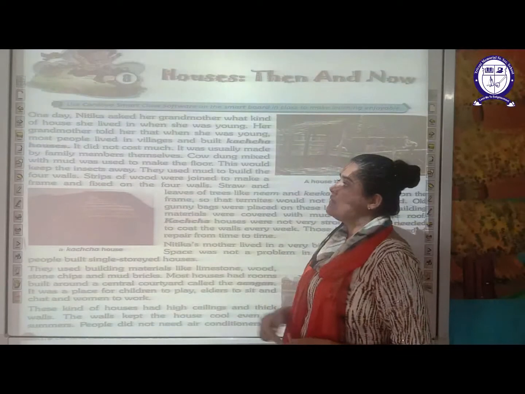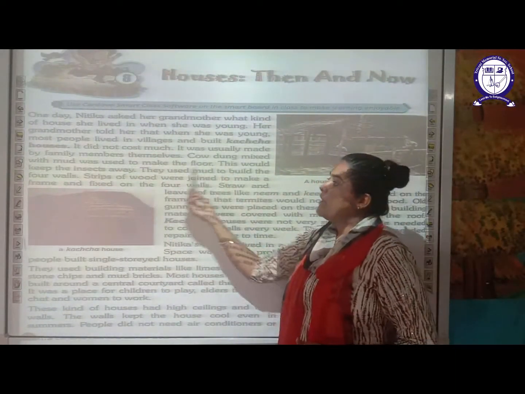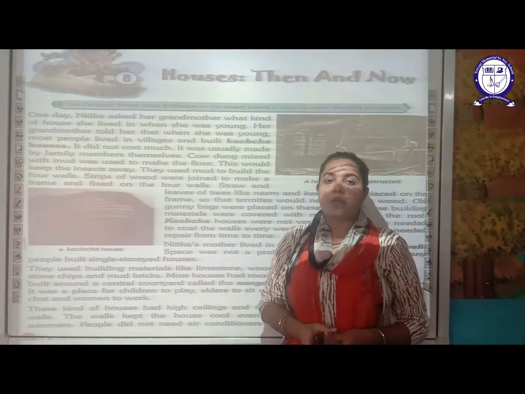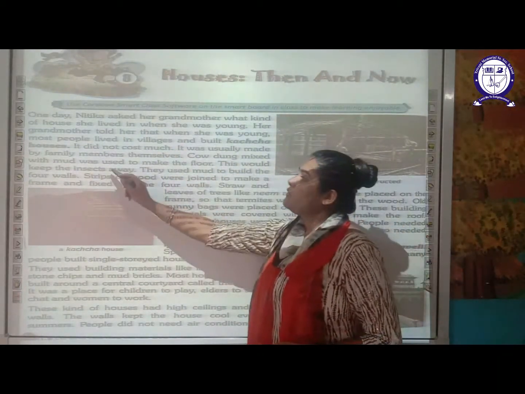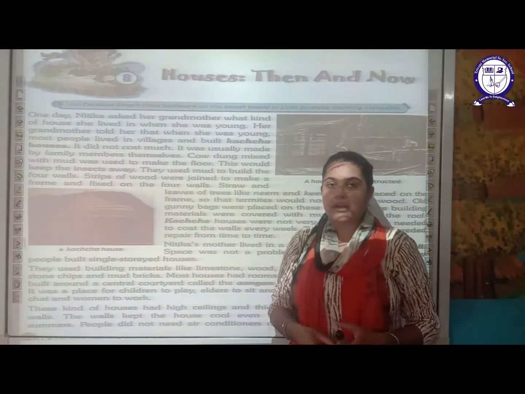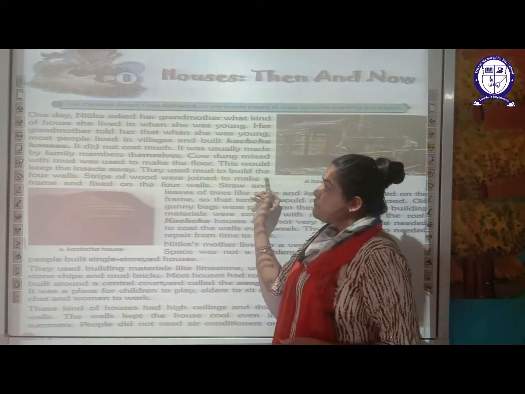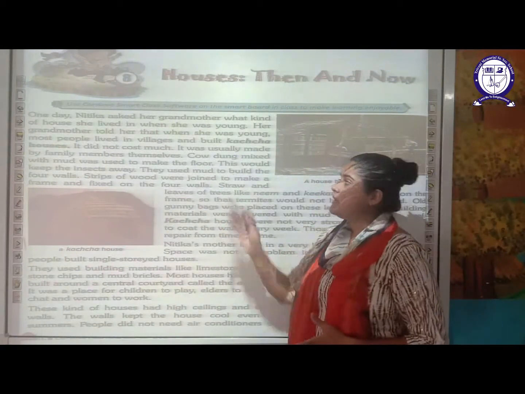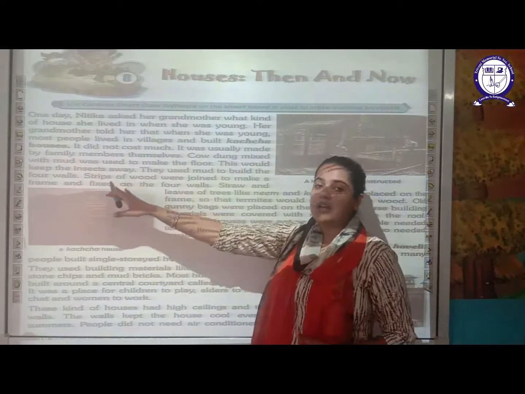Kacha houses are not costly, because they can be made by the family members themselves. The cow dung is mixed with mud and is used to make the floor. They mixed cow dung with mud because it keeps away insects and protects the floor from them.